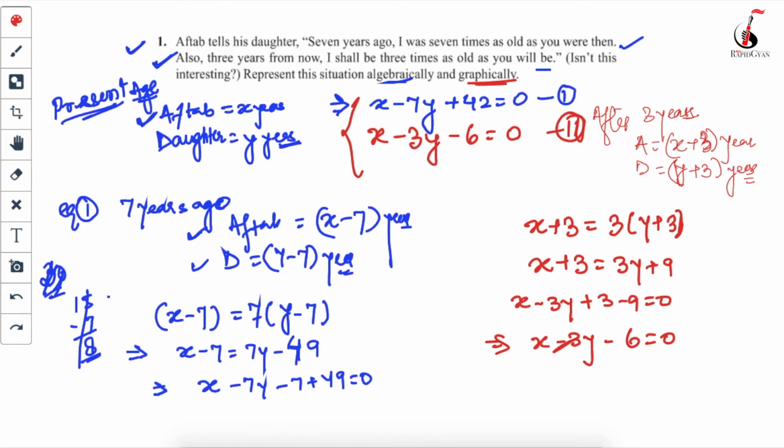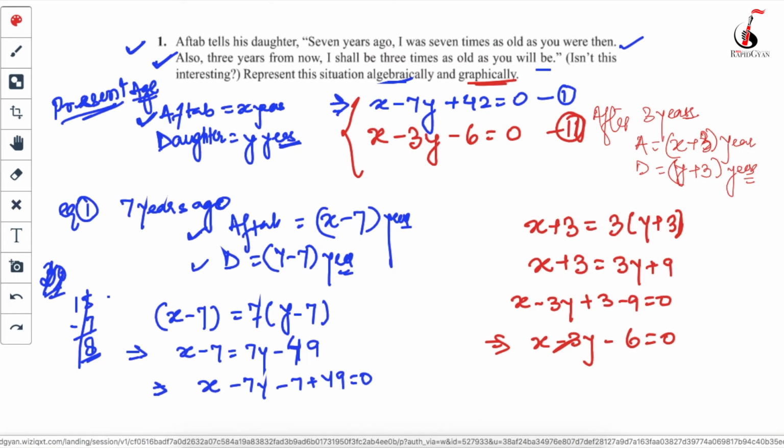So the first equation, I am going to write x minus 7y plus 42, so I can write it as x minus 7y minus 42. Let's solve this. First, I'm going to put x equal to 0. So this will become minus 7y equal to minus 42. The minus and minus cancel out. y is equal to 42 upon 7, which is equal to 6, correct?